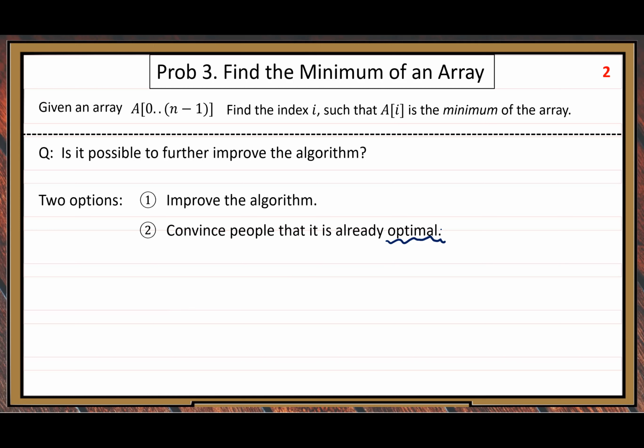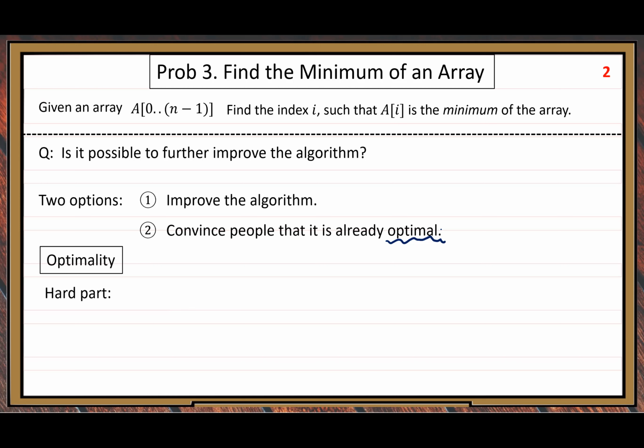But convincing people is not easy, right? So you have to make very strong arguments to convince people. So let's do that part. Optimality. Look at this optimality issue. The harder part. Why is the optimality issue so hard? Let me point out why it is so hard.